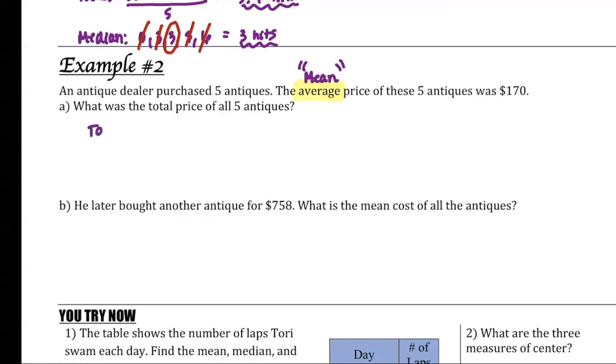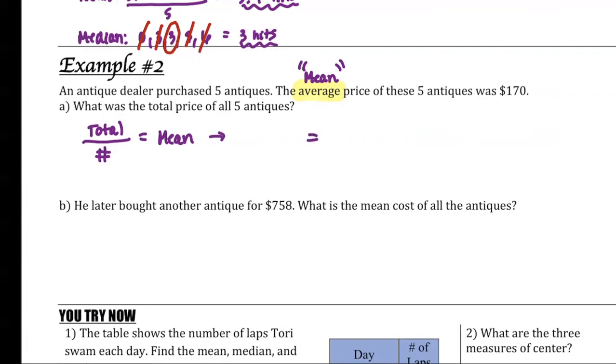What the mean does ultimately is it takes the total of anything that's being analyzed, divided by the number of data points that we have. And ultimately what that's calculating is the mean. Now, the cool thing about this process is we don't have to use this process to find the mean. In this case, it actually tells us what the mean is. It says the average or mean price of these 5 antiques was $170.